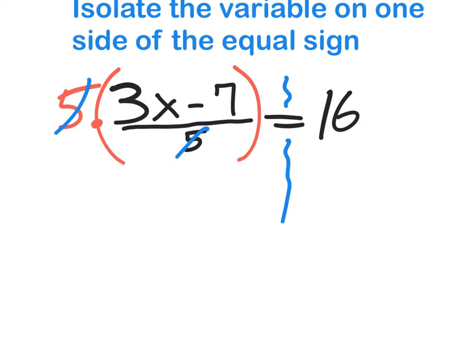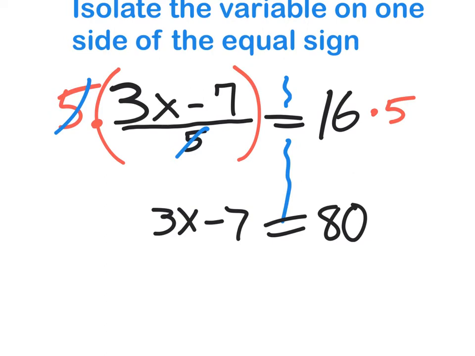But then again, you did multiply by 5, so what you do to one side, you have to do to the other side. So you need to do 16 times 5. And of course, the equal sign comes down. 16 times 5, that is 80. And what do we have left on the left side over here if the 5 canceled? You just have the 3x minus 7. And there's no more fraction because the 5 canceled out.